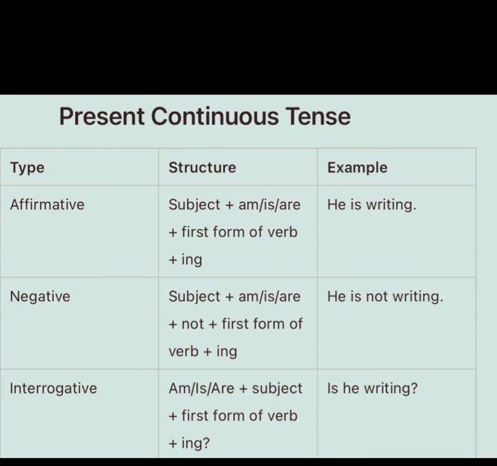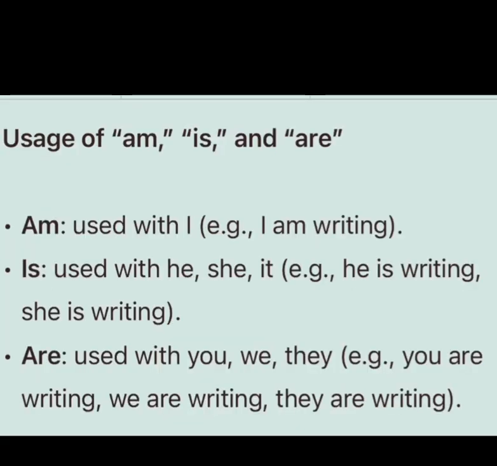Its interrogative is formed by putting is, am, or are in the beginning of the sentence. Then you're going to put a subject, then first form of verb, then ing, and then object. For instance, is he writing a letter? Are they doing their job? Now let's see where is, am, are are used. Am is used with I. Is is used with he, she, it, or the name of a person, thing, or place, and are is used with the plural subjects.